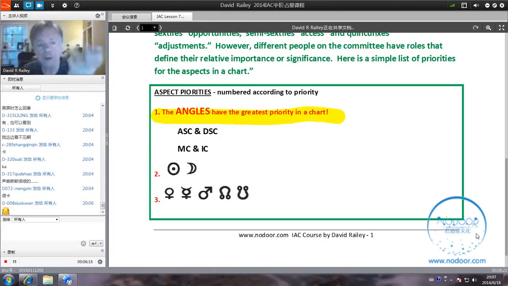And by angles, you know what I mean. I mean the ascendant and descendant, and the MC and the IC.